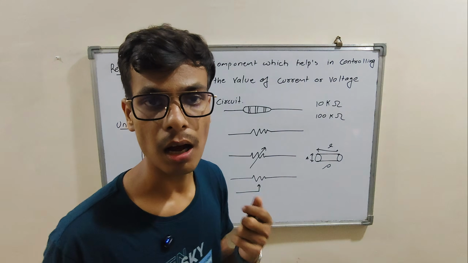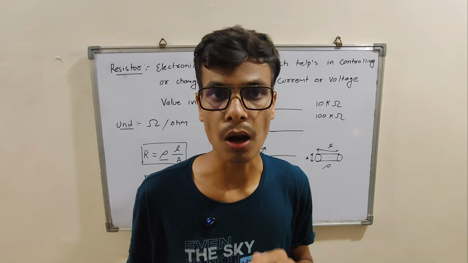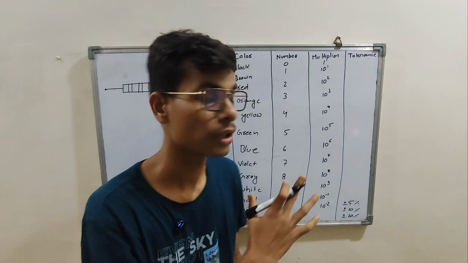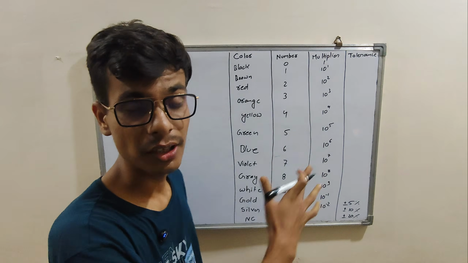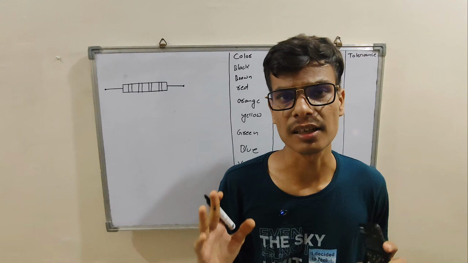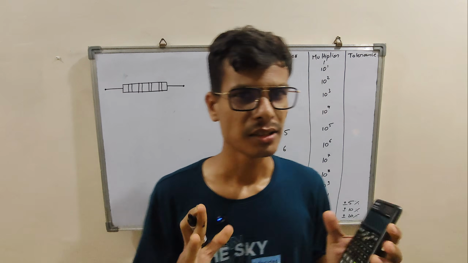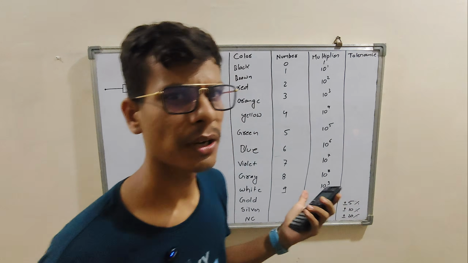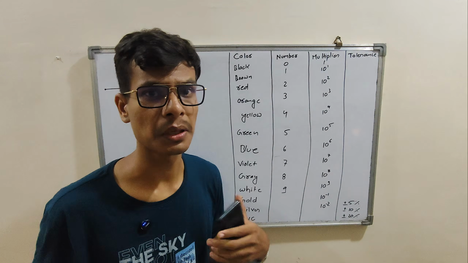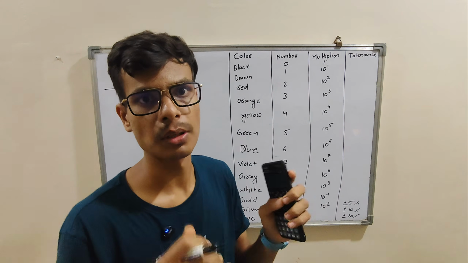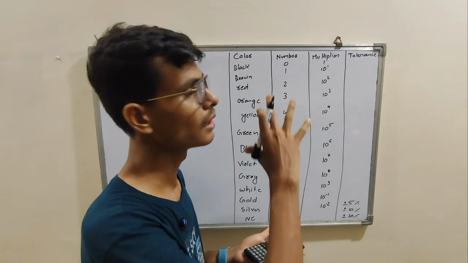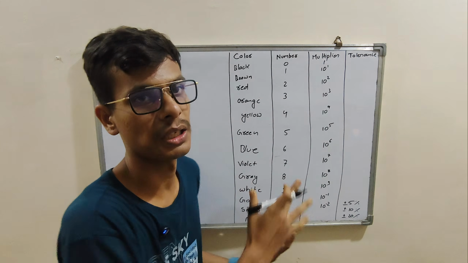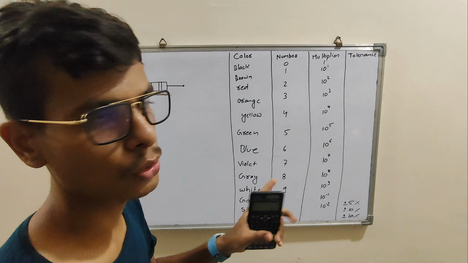Now let's understand how you are going to read the color code of a resistor. This is a chart. You can easily search for it on Google, print it out and stick it on your wall. This helps a lot because most of the time when we are not able to use the multimeter, we can directly see the exact value of a particular resistor using this table. I will show you how to use this right now.